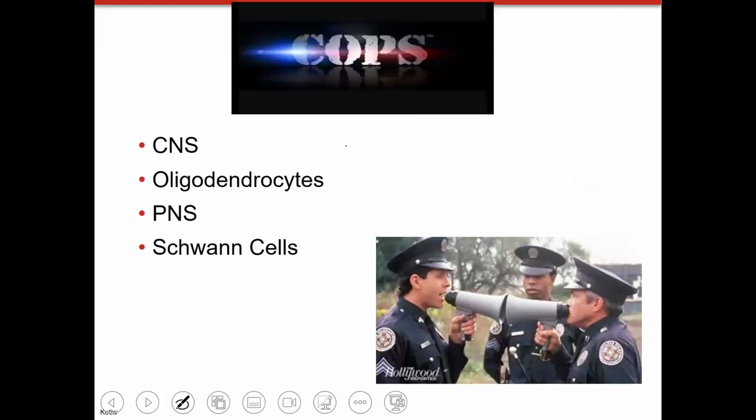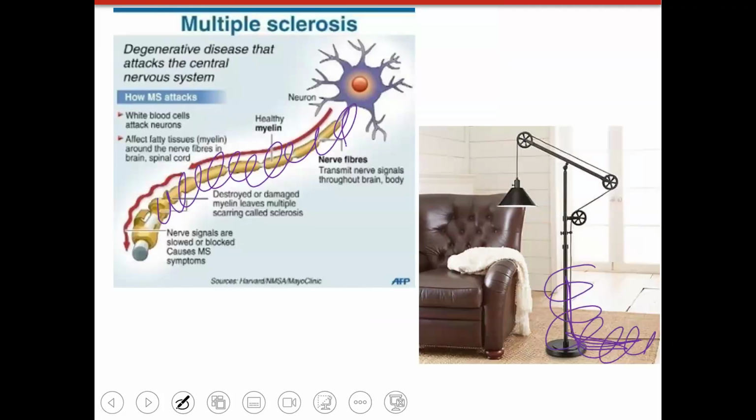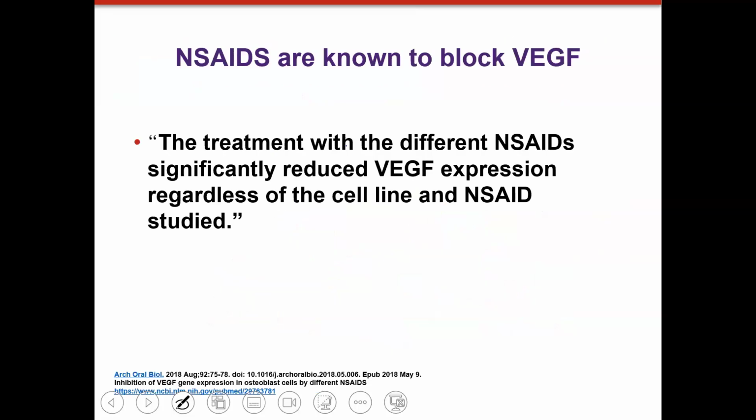So one of the things we want to remember with that is this. If NSAIDs block VEGF, steroidal anti-inflammatories are going to block it as well. NSAIDs block VEGF, steroidal anti-inflammatories are going to block it as well.